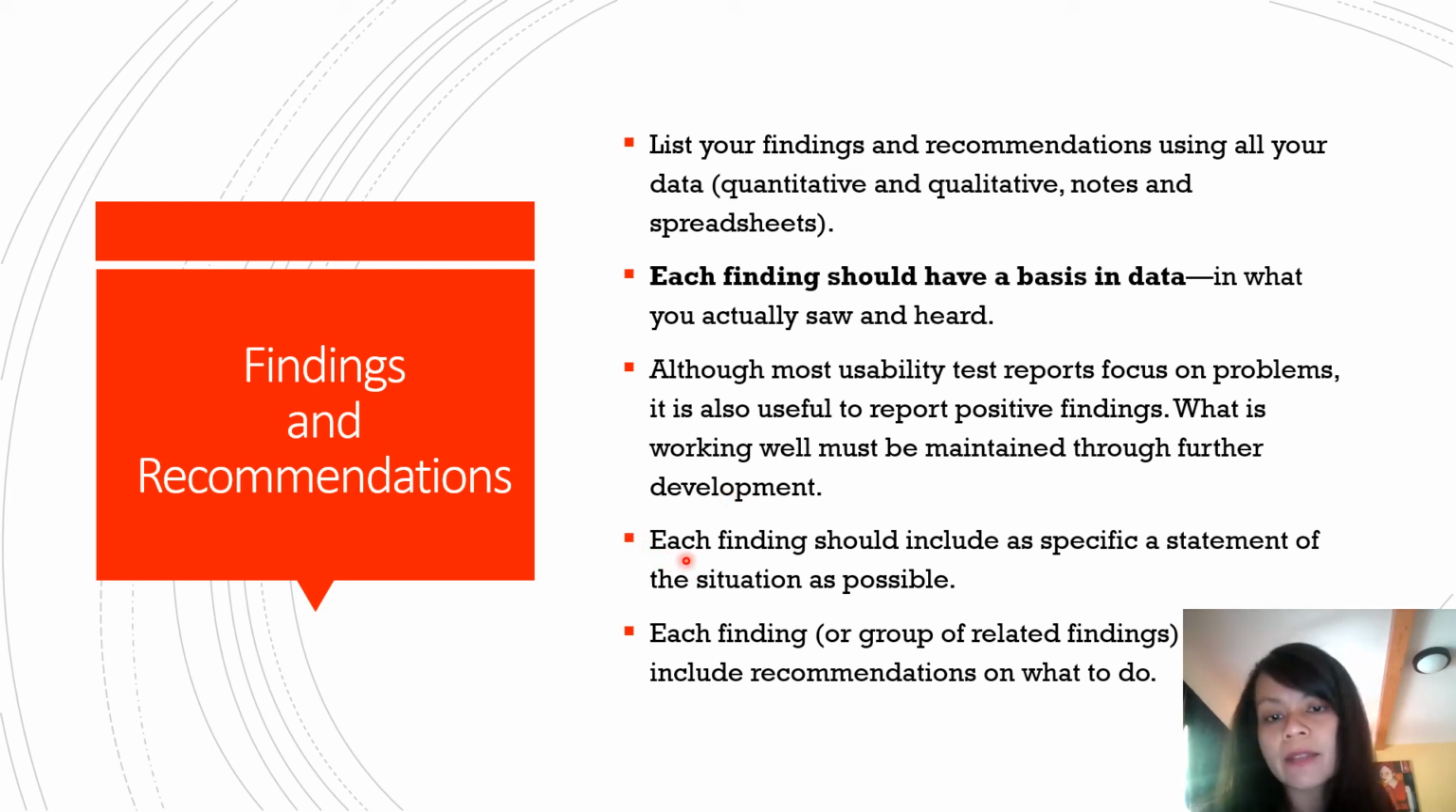Okay, so next, the findings should include as specific a statement of the situation as possible. That was what I was talking about. And each finding or a group of related findings should include recommendations on what to do. So if you found that this link was not used correctly, people clicked on clinical trials instead of research, now the next step is to think about what your group needs to do with the next iteration of the prototype so this does not happen.